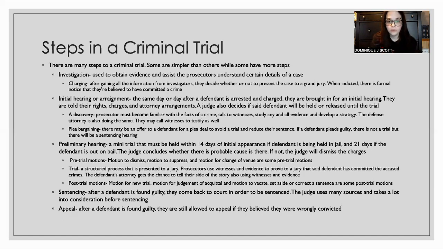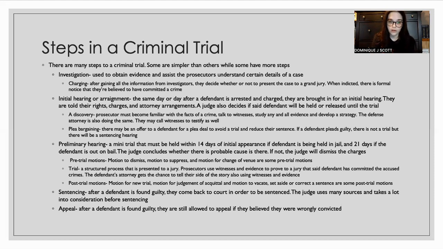There are many steps to a criminal trial. While some are simple, some others have more steps. The investigation is used to obtain evidence and assist the prosecutors in understanding certain details of a case. Charging: after gaining all the information from investigators, they decide whether or not to present a case to a grand jury.